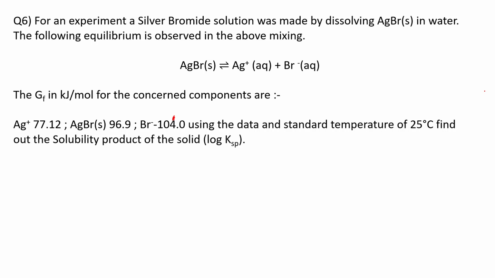Next question is, for the given experiment, a silver bromide solution was made by dissolving AgBr in water. The following equilibrium is observed. Okay, so Gibbs free energy is given for all the components. We need to find out the log Ksp values.